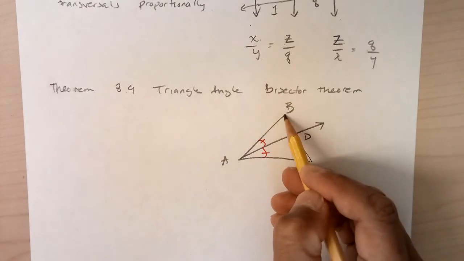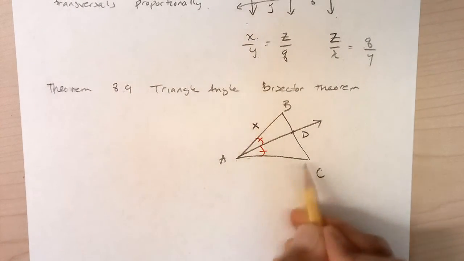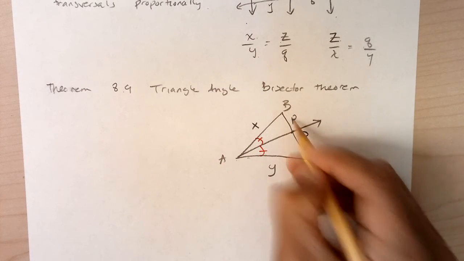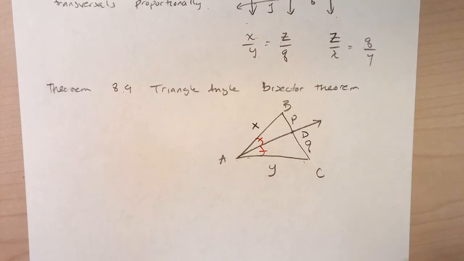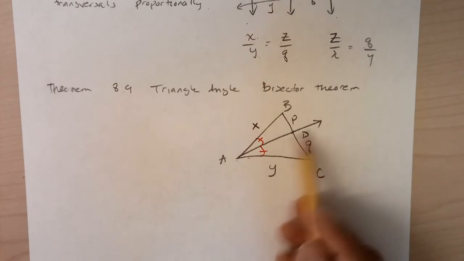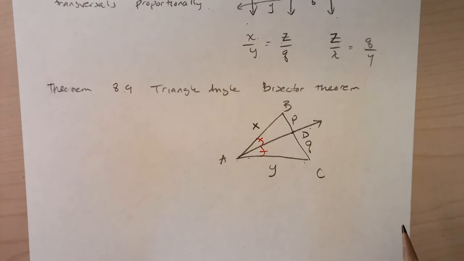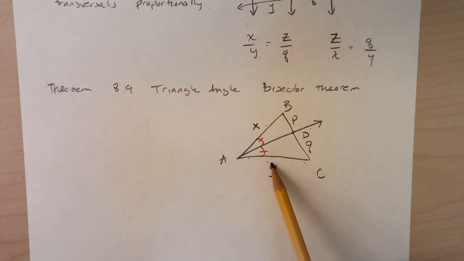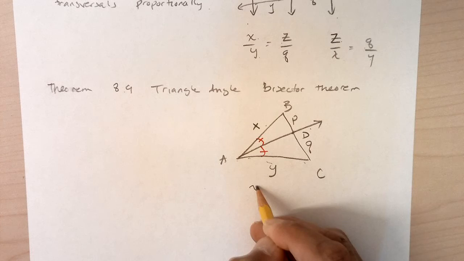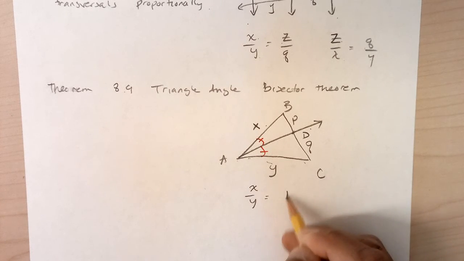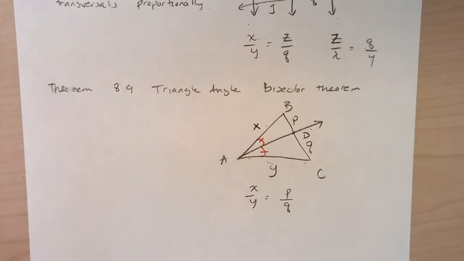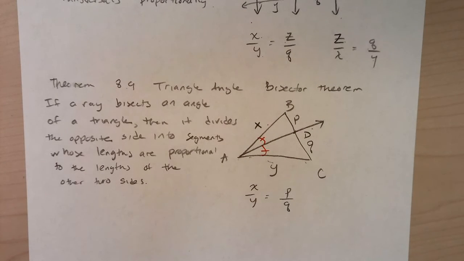I'm going to let length AB just be X, length AC be Y. This is P for BD, and this is Q. So then AD, that ray, that's the angle bisector, divides these two sides, AB and AC, proportionally with BD and DC, or the way that I set it up, X over Y is equal to P over Q would be a correct proportion. And here is the triangle angle bisector theorem written out in words.